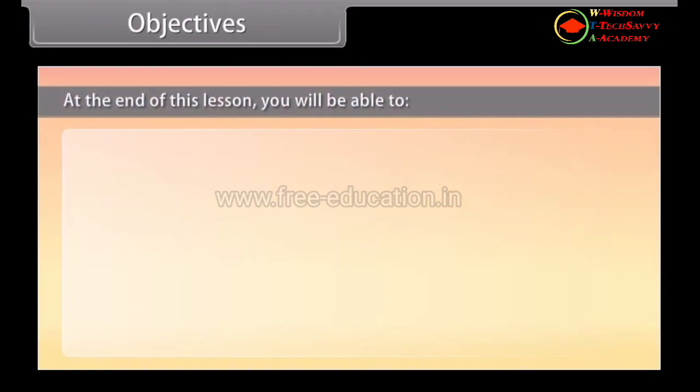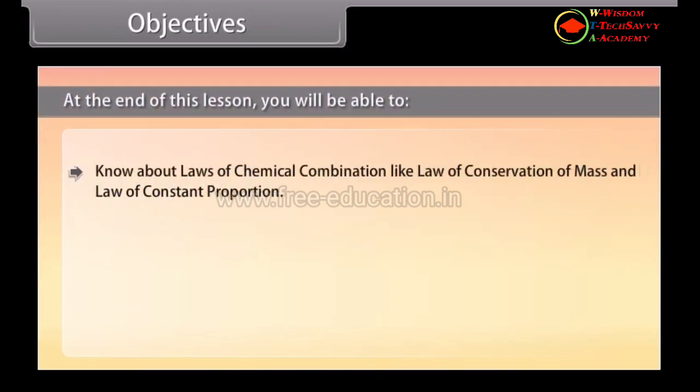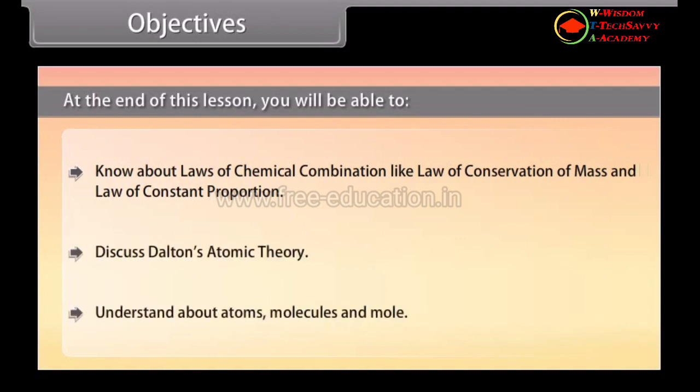Objectives. At the end of this lesson, you'll be able to know about laws of chemical combination like law of conservation of mass and law of constant proportion. Discuss Dalton's atomic theory and understand about atoms, molecules and mole.